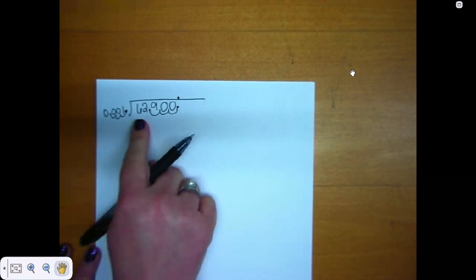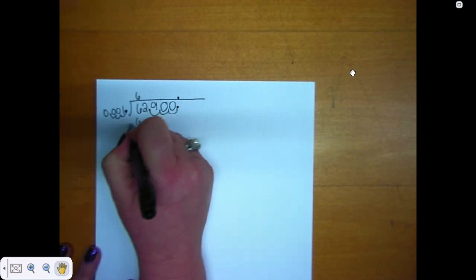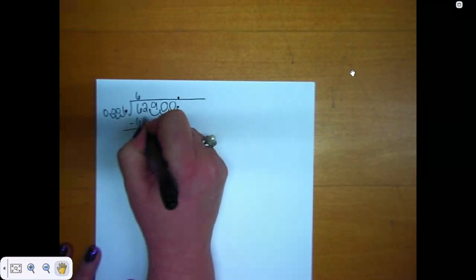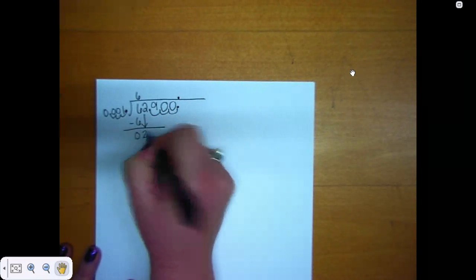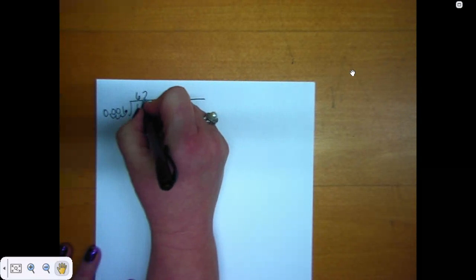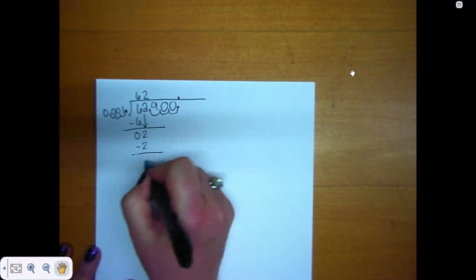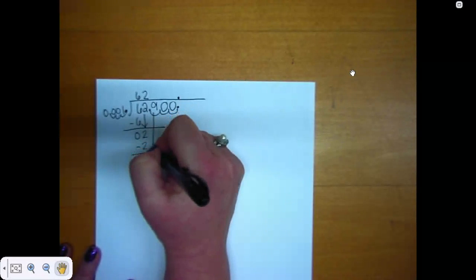We're dividing by 1, so this should be easy. 1 will go into 6 six times. 6 times 1 is 6. We subtract, we get 0, and we bring down our 2. 1 will go into 2 two times. 2 times 1 is 2. We subtract, and we get 0, and we bring our 9 down.